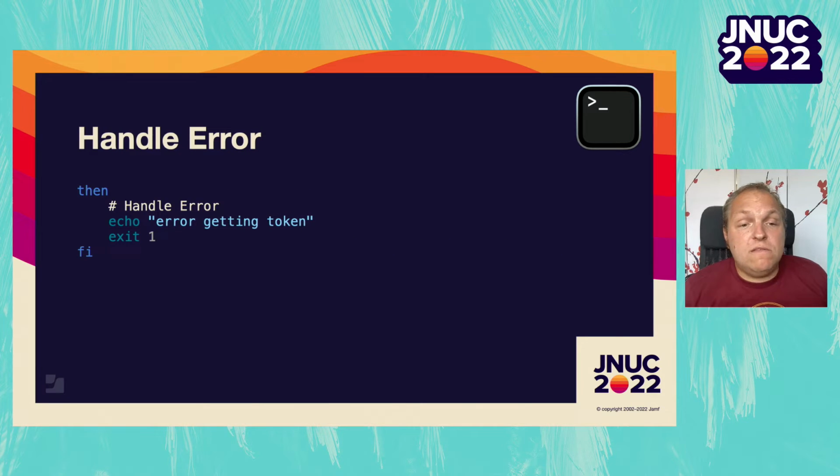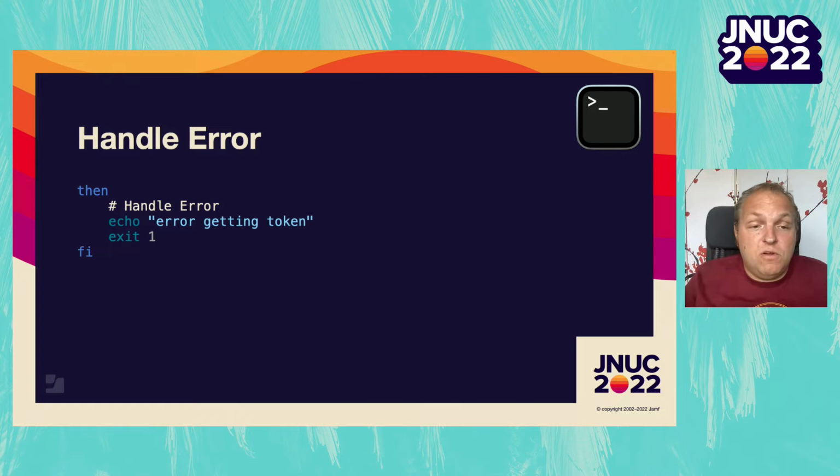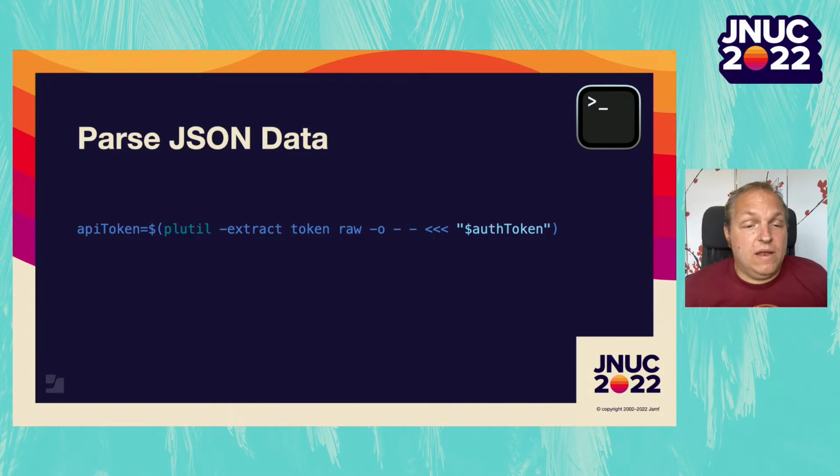If this command fails, we have to handle that error. In this case, I'm just printing out, oh, we got an error getting the token, and we exit with an error code of 1. This is the shell, and that's what I meant with handling these things in the UI is much more complicated. In a shell script or a command line tool, we can get away with simple error handling, but we need to do it. What we get back from this command is JSON data.